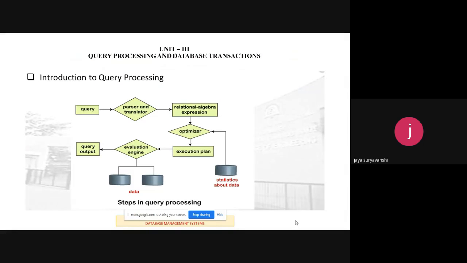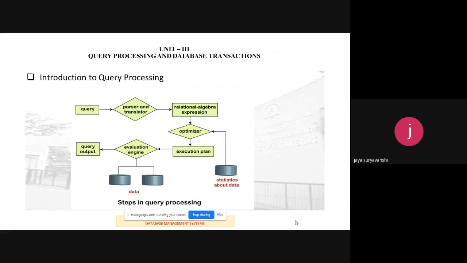In the database, data is stored in one place, and this data is accessed and manipulated by the user. The process of accessing and manipulating the data should be done effectively. It should be accessed easily and quickly. To access the data, the user has to communicate with the database.